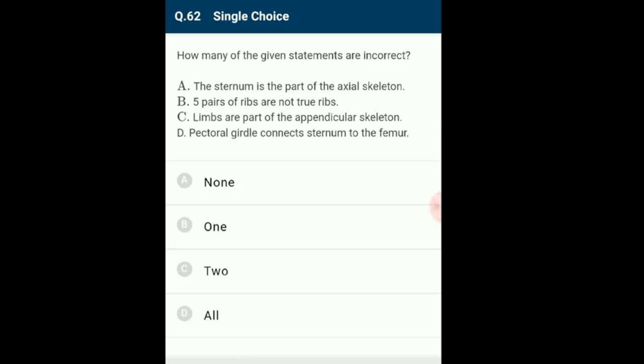Then appendicular skeletal system comprises 126 bones. First one is upper limb, contains 30 bones each. Second one is pectoral girdle, it is 4 in number. Third one is lower limbs, it is made up of 30 bones each. And fourth one is pelvic girdle, it is made up of 2 bones. The answer for this question is option A, none from the given 4 statements. So none of the statements are incorrect.